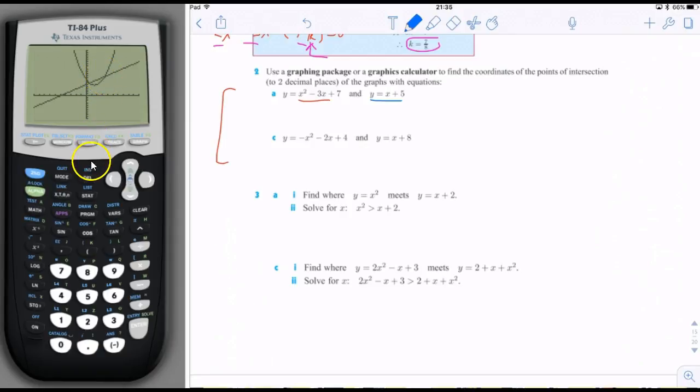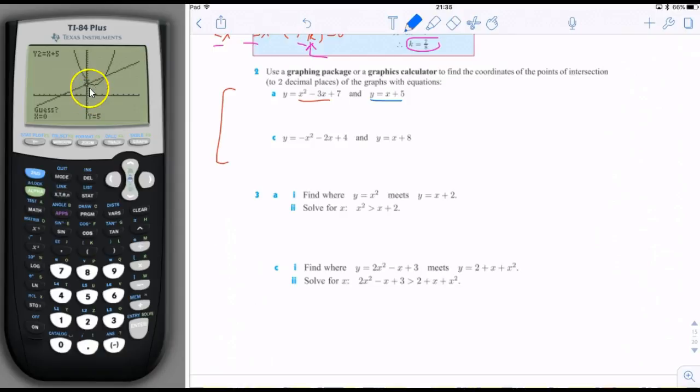The way we can do that is we are going to use second calc intersect. If we do second calc intersect, it says, what is your first curve and your second curve? Well, we only have 2 curves. We have the parabola and we have the line. First it says, is this the first curve, x squared minus 3x plus 7? And we say, yes, it is. And then it says, is this the second curve, y2 equals x plus 5, which is the line? And we say, yes, it is. And then it says, what's your guess?